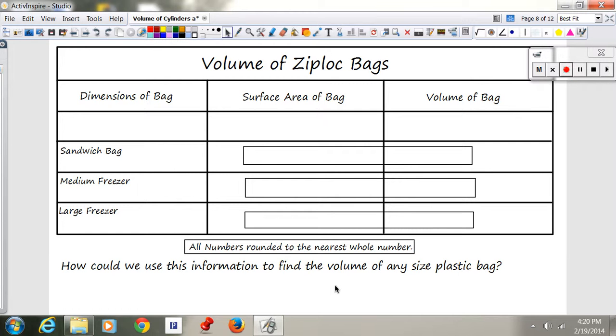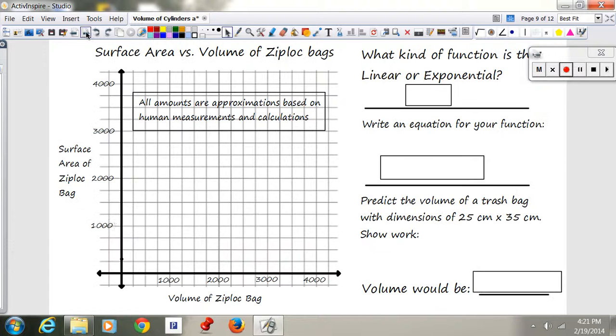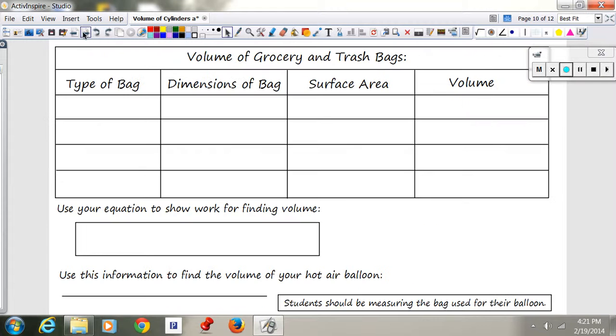You could see that when you're doing your hot air balloon project, your surface area might relate to the volume of your hot air, so you know how much to put in or how big of a bag to use. So that's what you're going to start with. You could even do the snack size bag if you have them. And then you're going to graph that information and find out what kind of graph it is. This is all going to be your assignment, your little project.